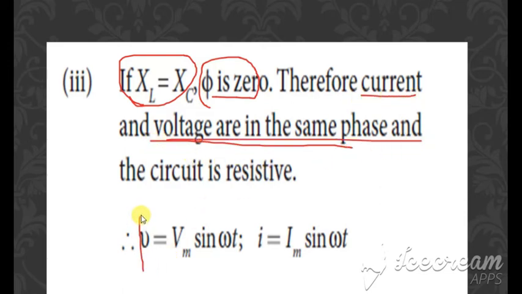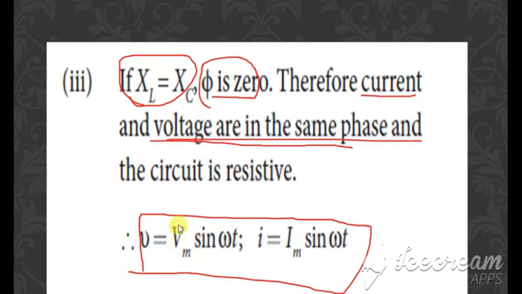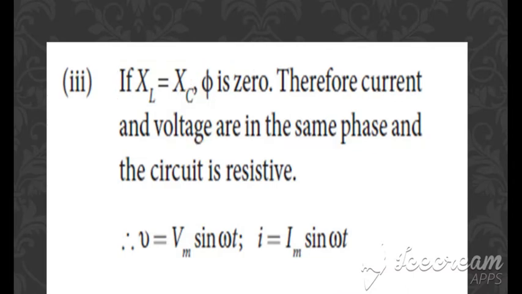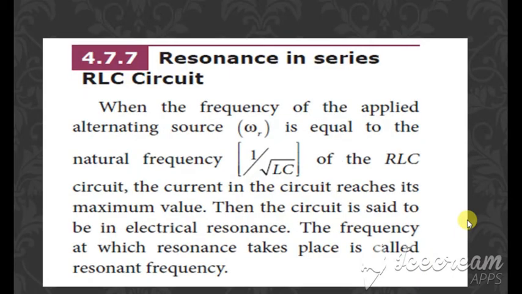So in phase, then the values are the same. V is equal to Vm sin omega t, I is equal to Im sin omega t. Clear with this? So this is an RLC circuit in series, that is resistor, inductor and capacitor in series. Next is resonance in the RLC circuit.